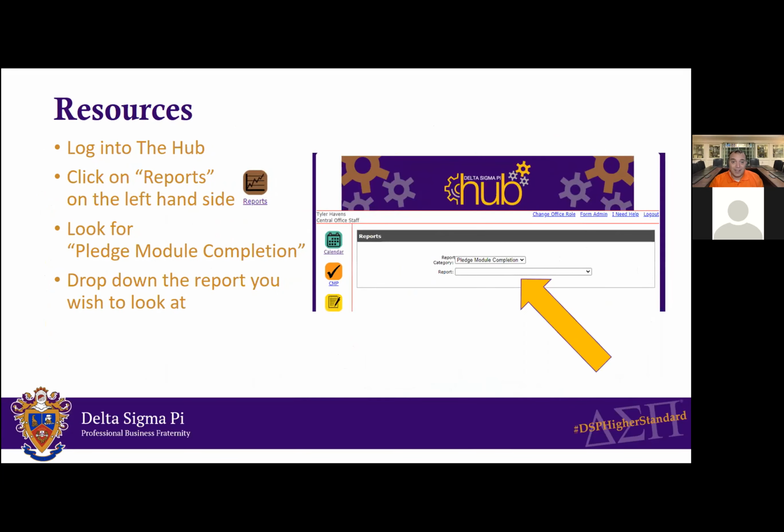And speaking of tracking their progress, another resource I want to point out is the pledge module completion report on the hub. The chapter president and the VPPE will have access to see this report in the hub, as well as your local volunteer leaders. You can track your pledge's progress by logging into the hub and looking for the reports button on the left-hand side. You will then check your drop-down menu for a report called Pledge Module Completion, and it will give you one more drop-down menu where you can see how each pledge did on the individual modules, or you can produce a full report of how pledges are doing across all of the modules.